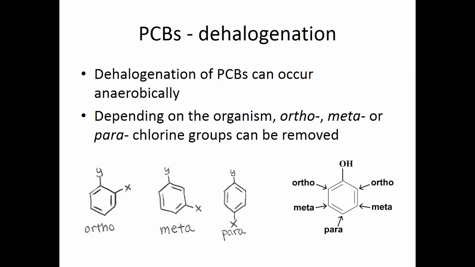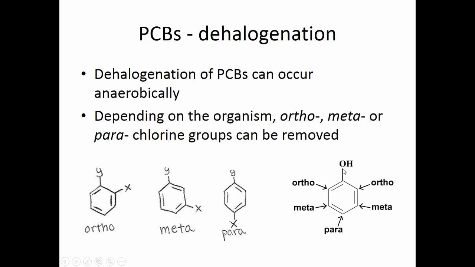Okay, and of course, a lot of you asked about dehalogenation of PCBs, polychlorinated biphenyls. This sort of thing occurs anaerobically, and there's a variety of organisms that can do this, for different reasons, mainly so that a microbial consortium can convert PCBs into something edible. What they do is they have to first dehalogenate the molecules. And depending on the organism, you can have ortho, meta, or para-chlorine groups removed.